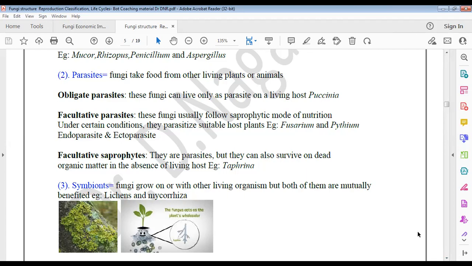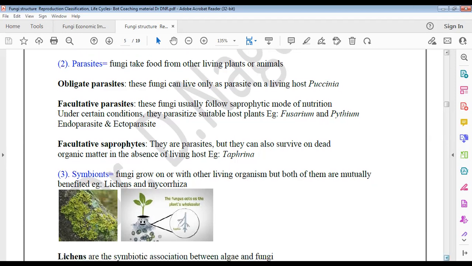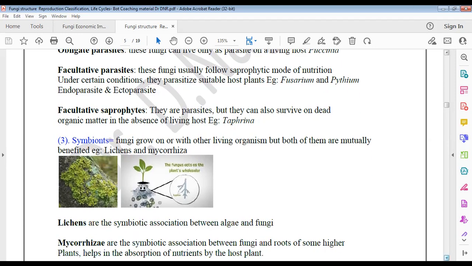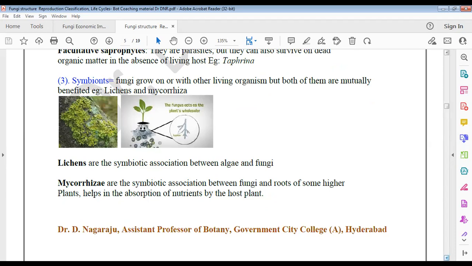If obligate parasite, then it will die. If it is a facultative parasite, it can modify its food habit and become a saprophyte. If it is an obligate parasite, it will die, no other chance. Facultative saprophytes I already told you: it is a parasite, but it can also survive as a saprophyte in absence of hosts. Also the symbionts, lichens, we already discussed. And the other symbiotic nature of the fungi is mycorrhiza.